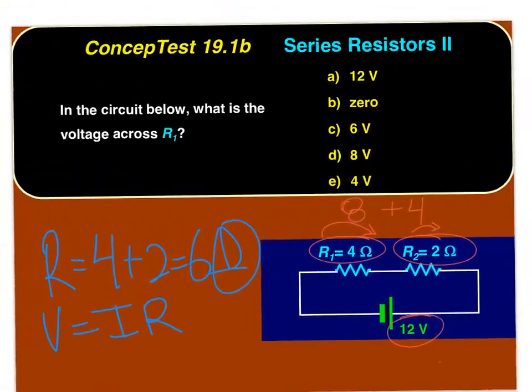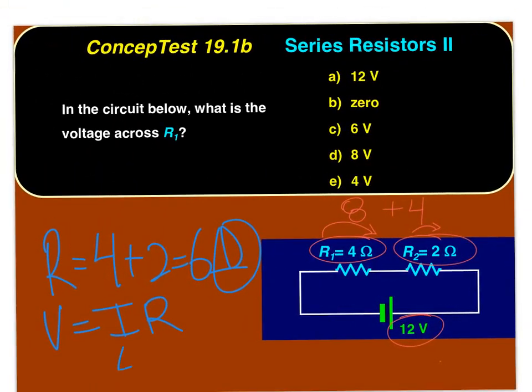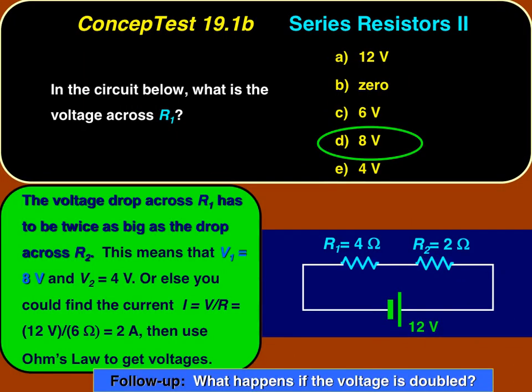But the long way is we could actually solve for current. And so we'd get the current equals 2 amps. And then we would be saying V equals IR for each of these. And we'd get the voltage drop is 2 times 4, or 8. So that would be the long way. And lo and behold, all right, we like that correct answer.